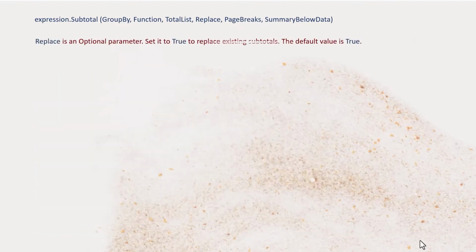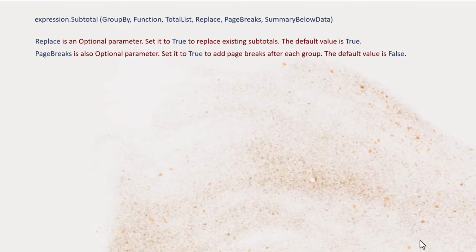Replace is an optional parameter. Set it to true to replace existing subtotals. The default value is true. Page breaks is also optional parameter. Set it to true to add page breaks after each group. The default value is false.